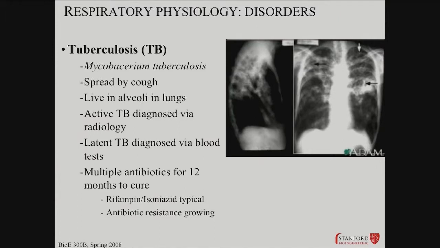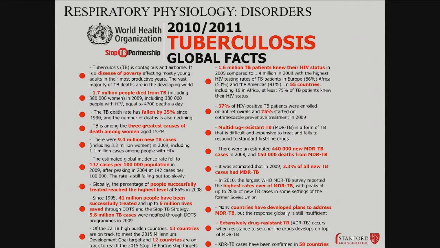Tuberculosis, what does that do? Well, this is an infectious agent, Mycobacterium tuberculosis, spread through aerosolized cough particles, lives in alveoli in the lungs. And you can diagnose it with blood tests. Takes a long time to cure, about 12 months of multiple antibiotics, rifampin, isoniazid.